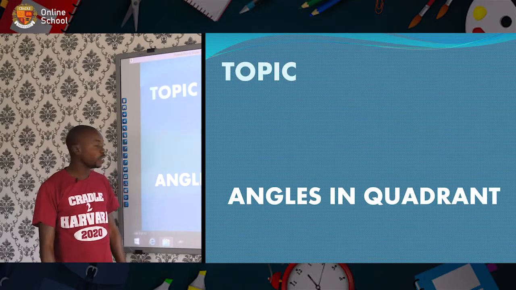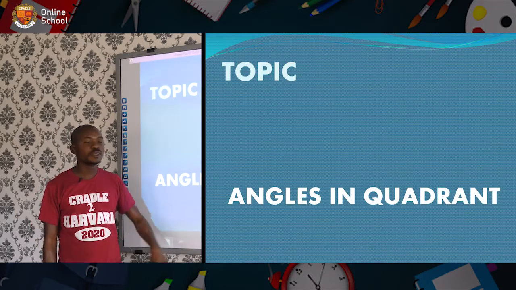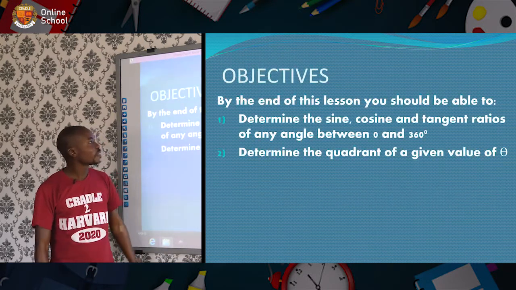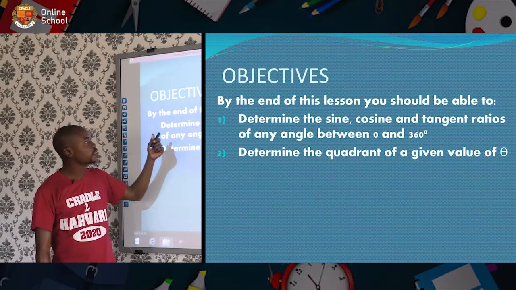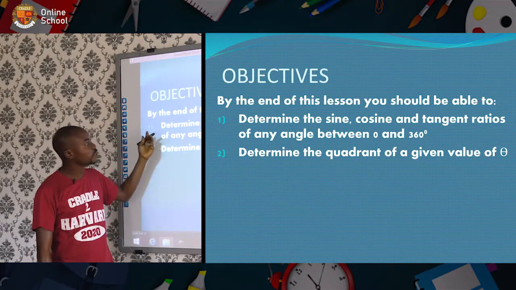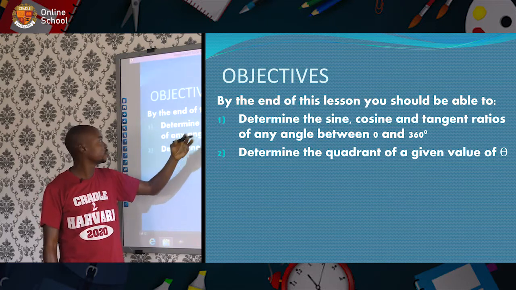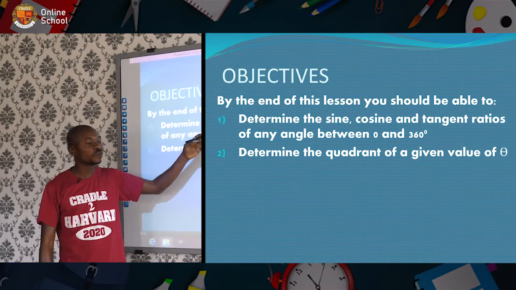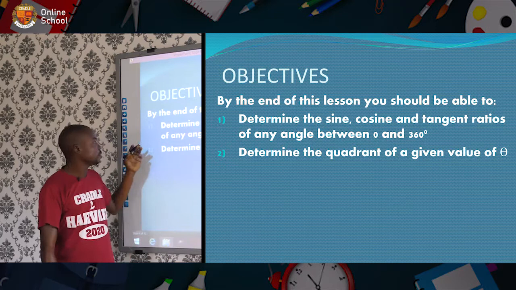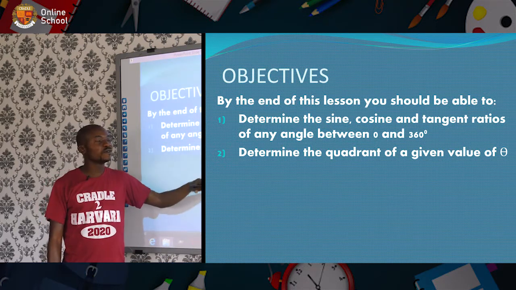Our topic for today is angles in quadrants. By the end of this lesson, you should be able to determine the sine, cosine, and tangent ratios of any angle between 0 and 360, and determine the quadrant of a given value of theta.